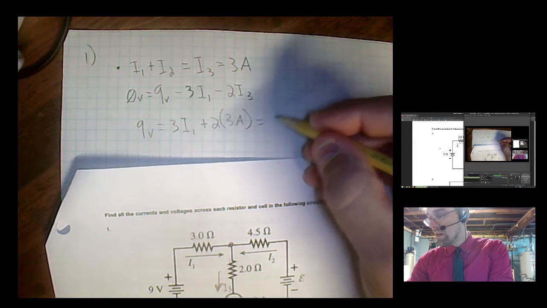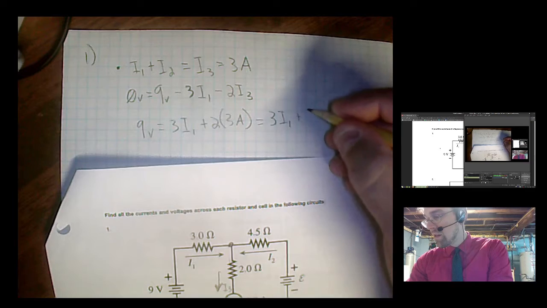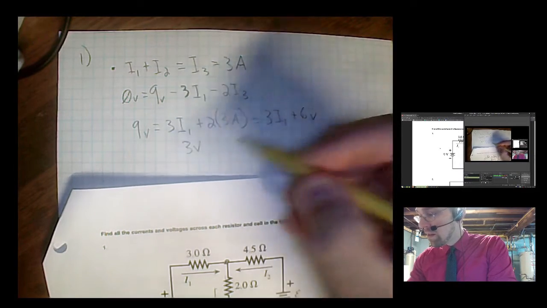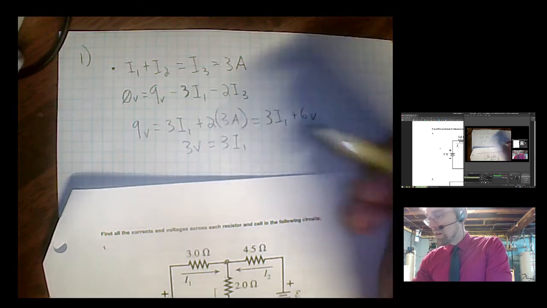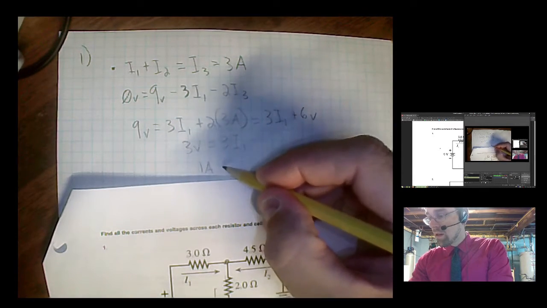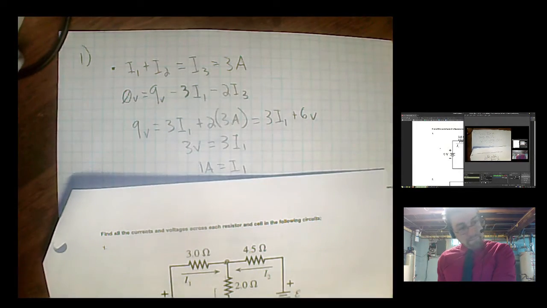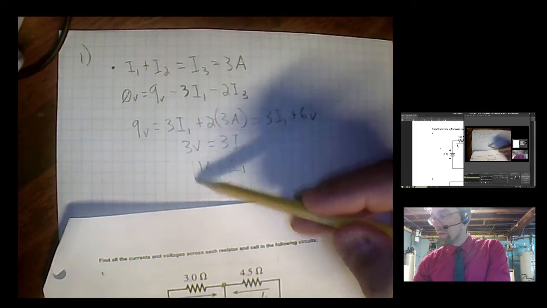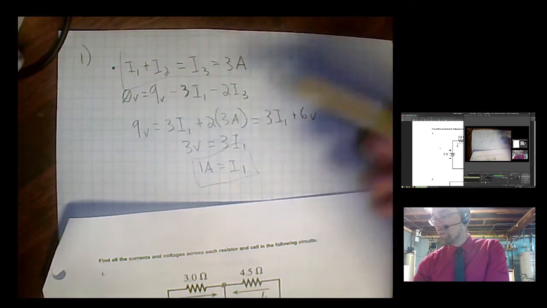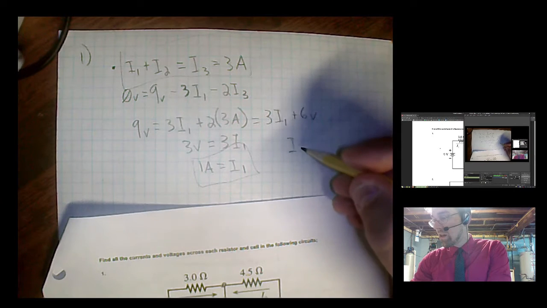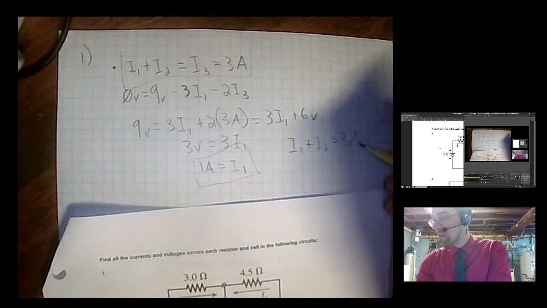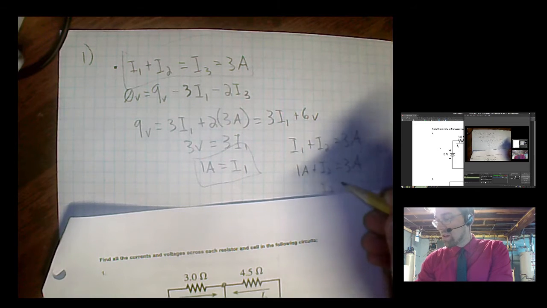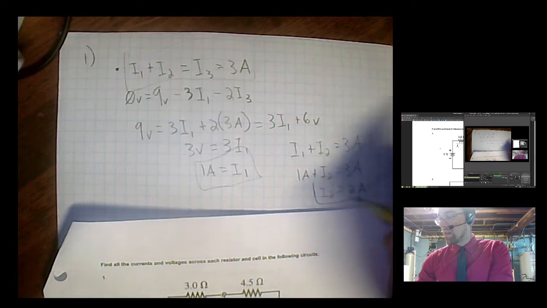We can actually solve for I1 here. Since we have this relationship, let's go ahead and plug that into there.